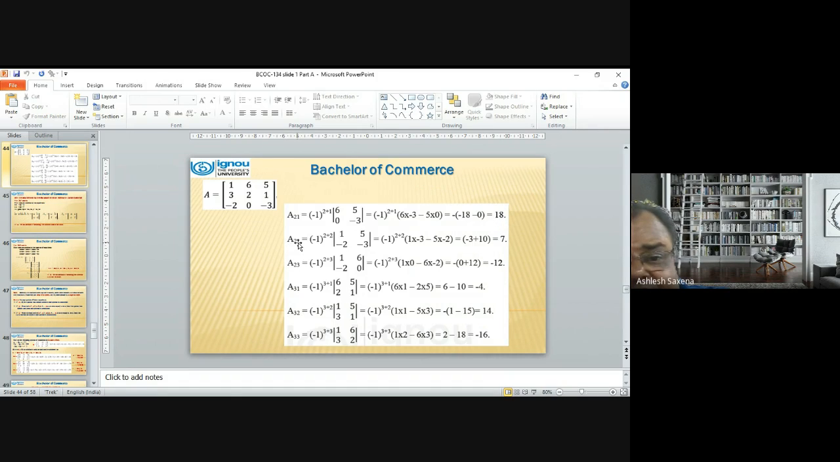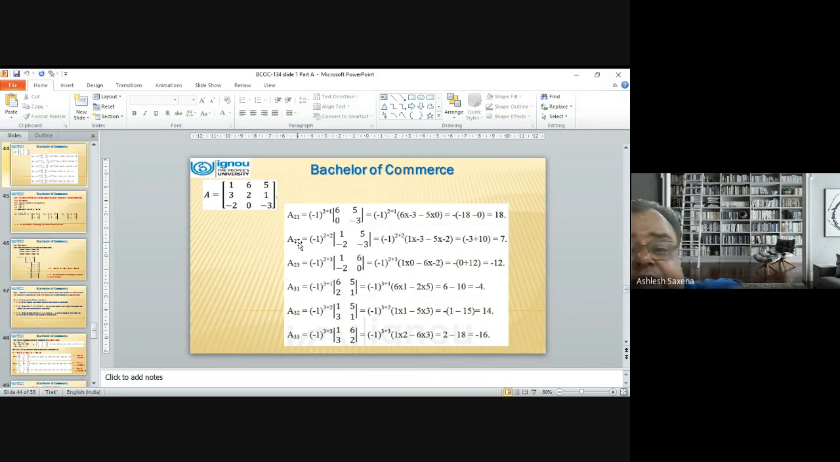When 2, 2 comes, second row, second column, I'm left with 1, 5, 2, minus 3. 1, 5, 2, minus 3. This is minus 3 plus 10. This comes out to be 7. No change, because 2 plus 2 is 4. 4 is an even number. This is the difference.